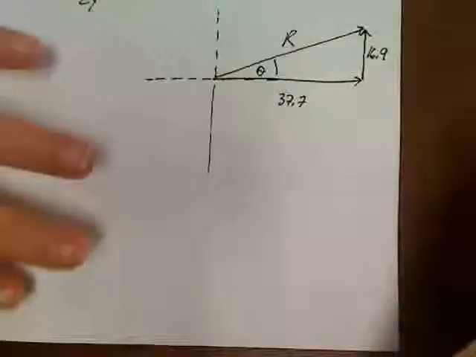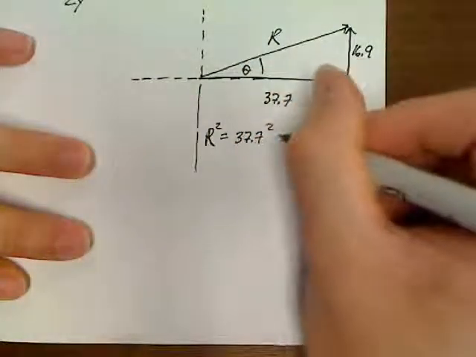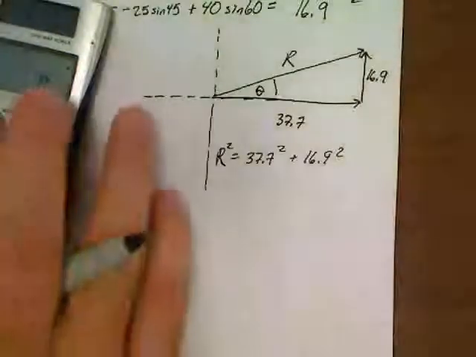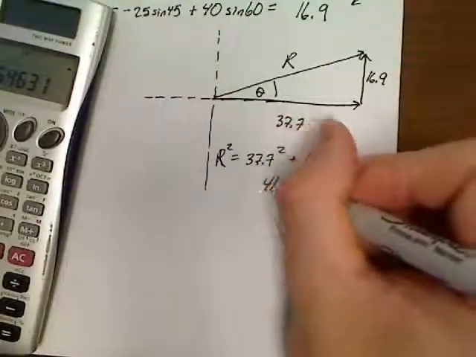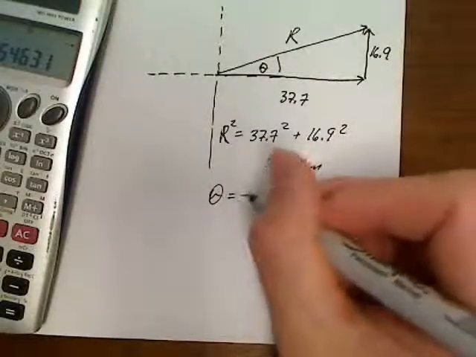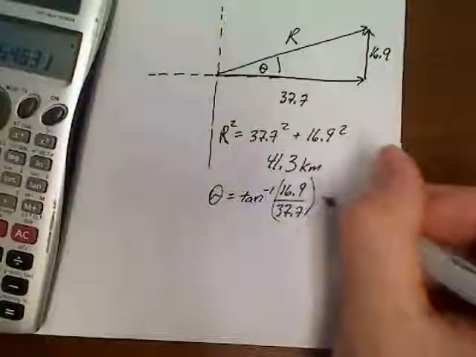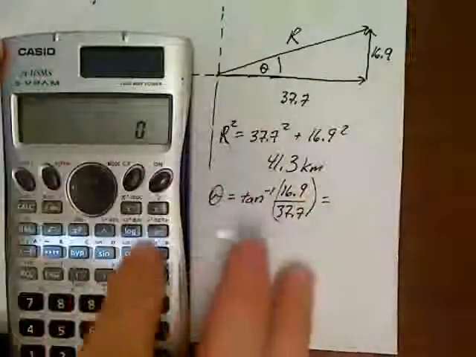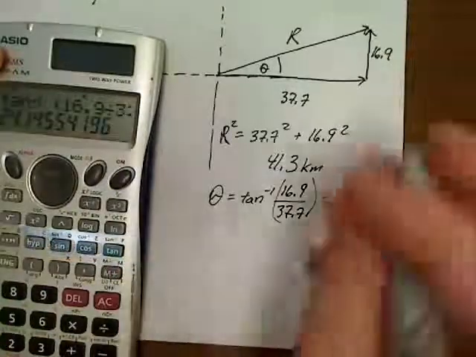So all I have to do is plug in some numbers. R squared would be equal to 37.7 squared plus 16.9 squared. Square root, and the answer is 41.3. And I think the units in this one were kilometers. Theta would be equal to tan negative 1, opposite being 16.9 over 37.7. Shift, tangent, 16.9 divided by 37.7, a 24 degree angle.